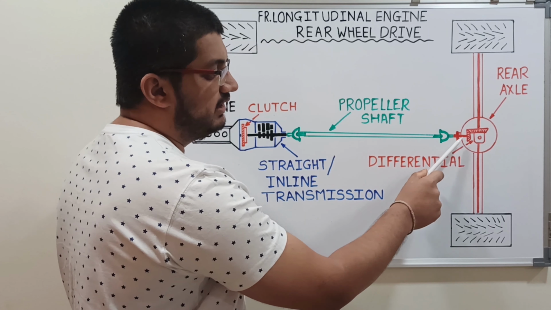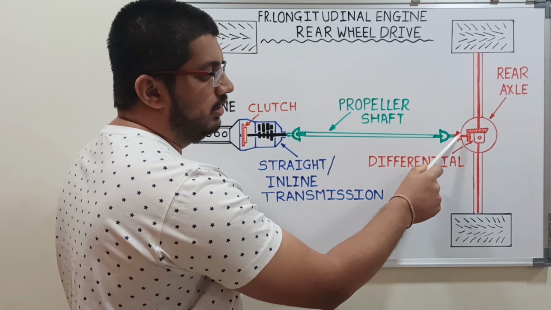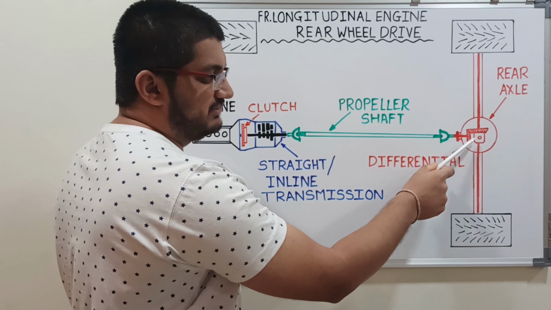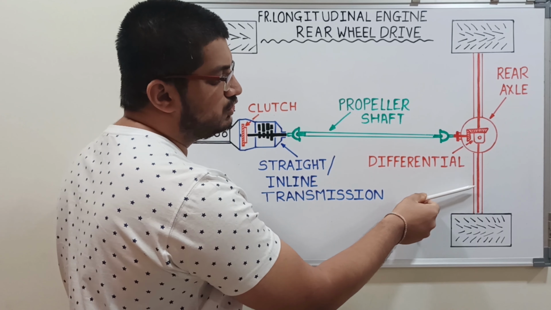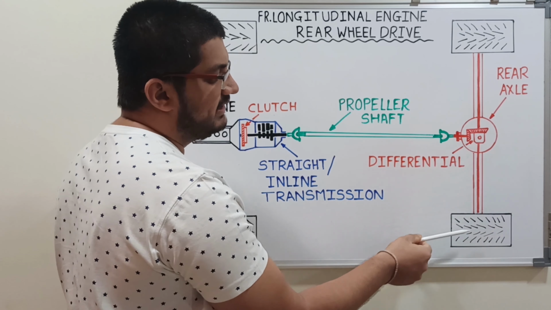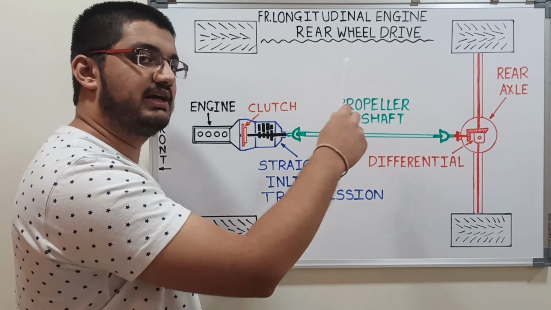So now at the rear axle, the input is given to the pinion of the differential. As we know, the differential splits power into two shafts. Then these two solid shafts supply this power to the two rear wheels. This is how the rear wheels are driven.